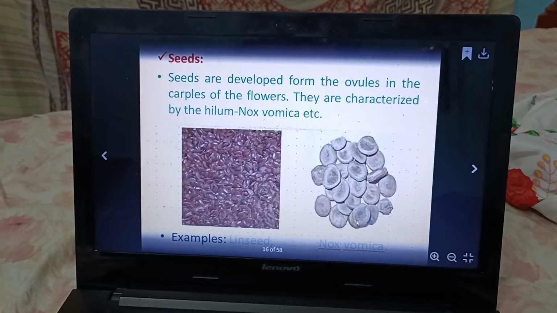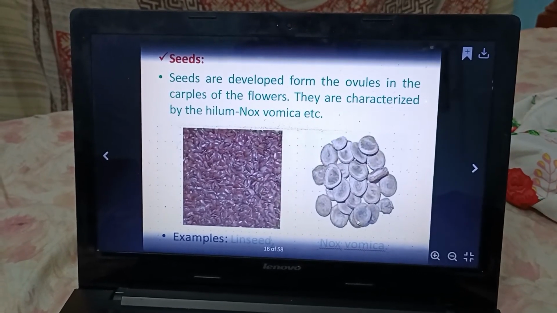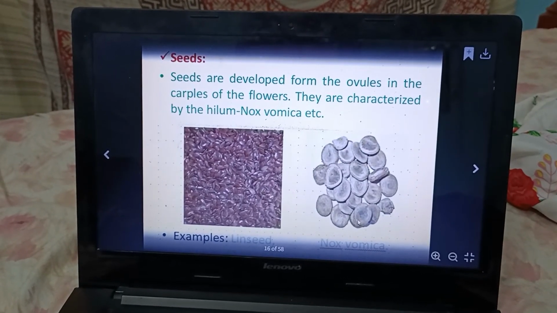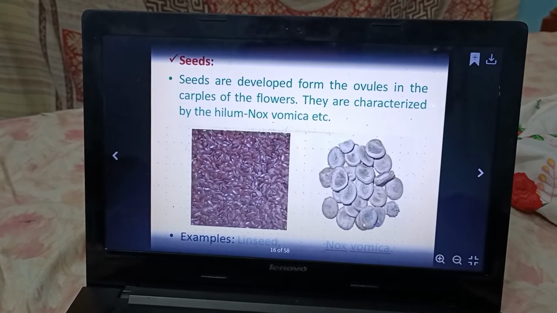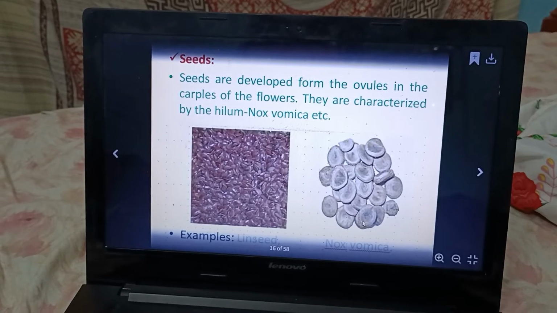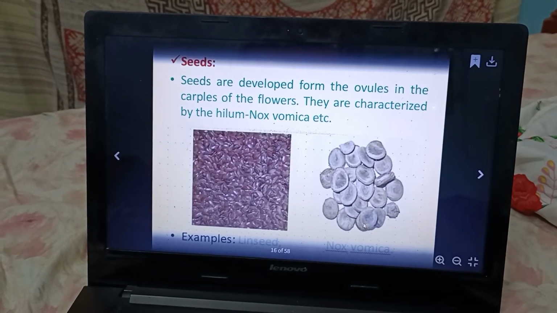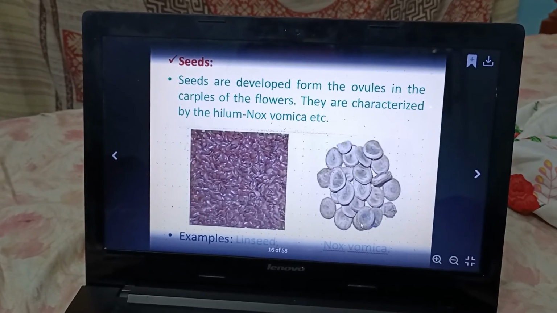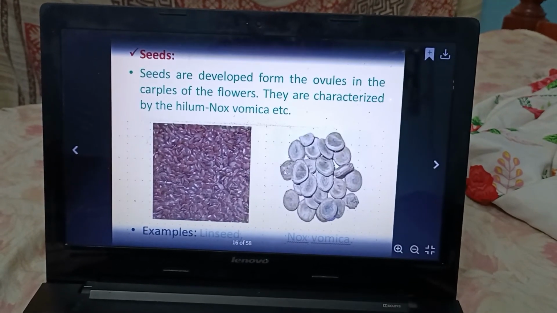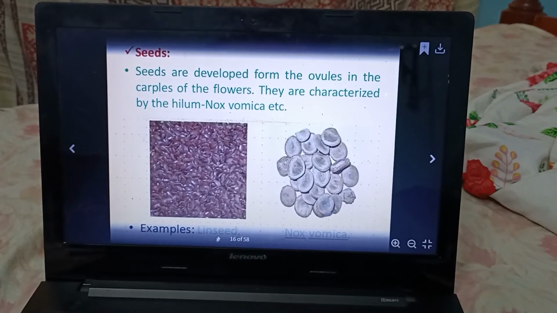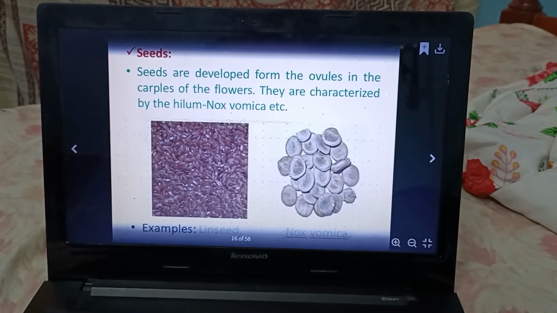Seeds. Seeds are developed from ovules in the carpels of the flowers. So seeds, we all know, are derived from the carpels of the flowers. They are characterized by the hilum. Nux vomica: this is the linseed and this is the Nux vomica seed.